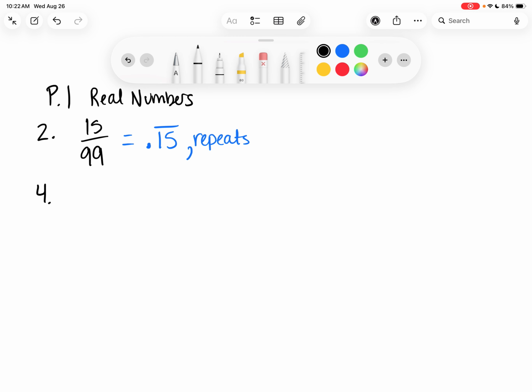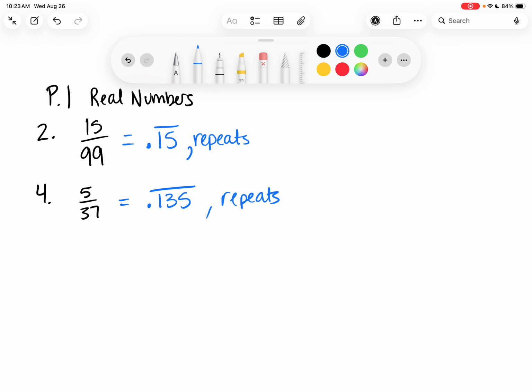For 5 over 37. It repeats. You have to say it though. 0.135. And all of it repeats.